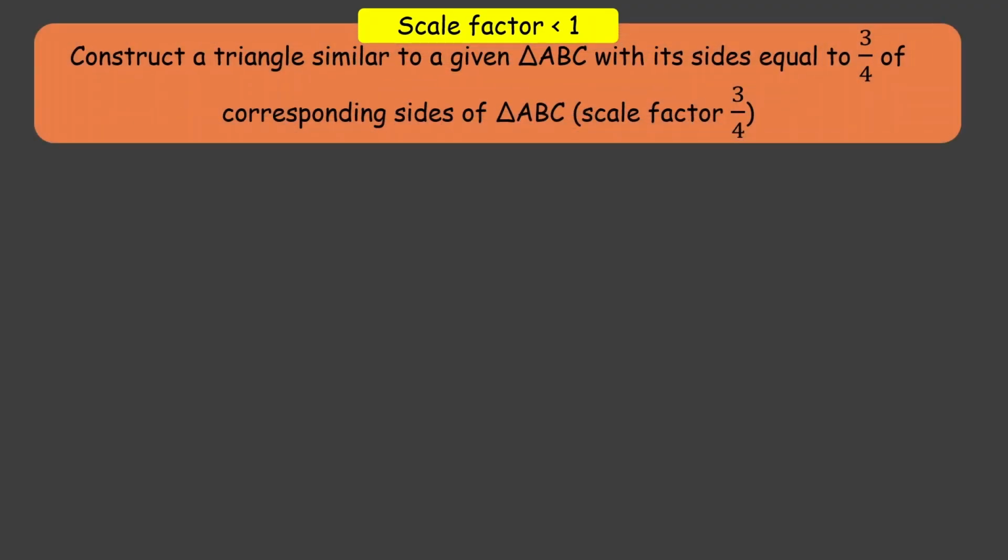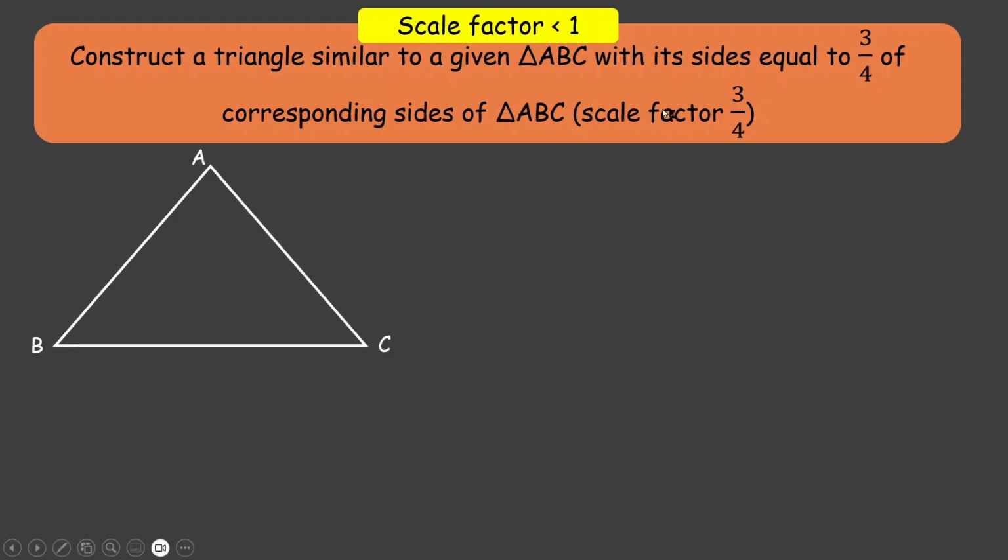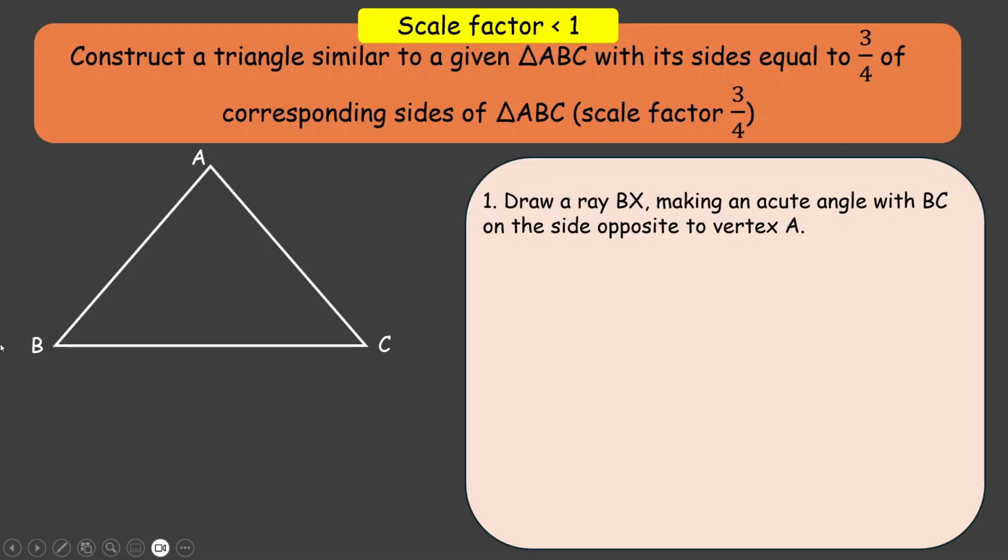So we need to construct a triangle similar to a given triangle ABC with its sides equal to 3/4 of the corresponding sides of ABC. That is, the scale factor is 3 by 4. Since the numerator is less than the denominator, this fraction is less than 1. So the scale factor is less than 1 over here. Now we'll follow certain steps. First of all, we'll draw a ray BX, making an acute angle with BC on the side opposite to vertex A. This step is constant whether the scale factor is less than 1 or greater than 1.